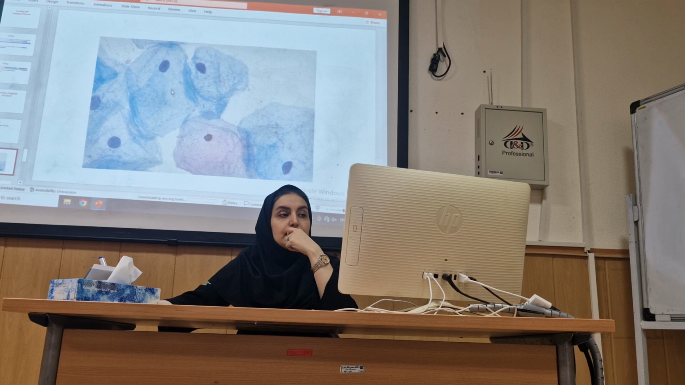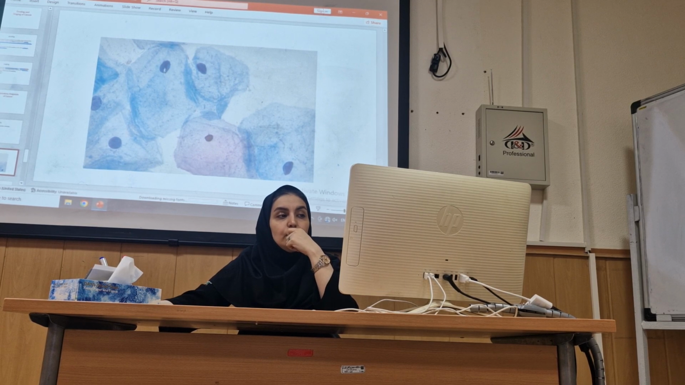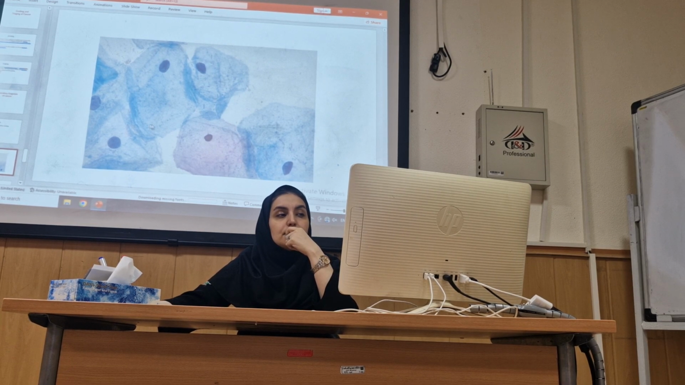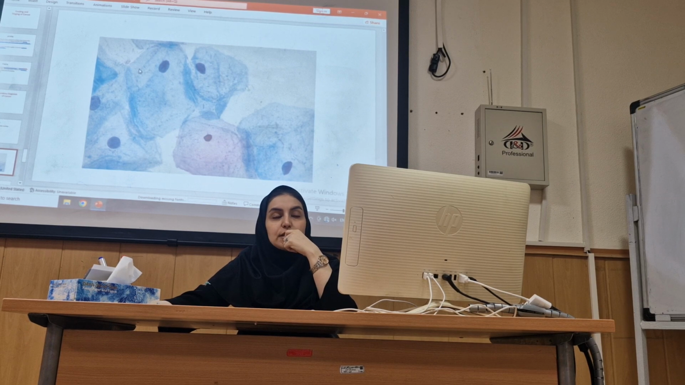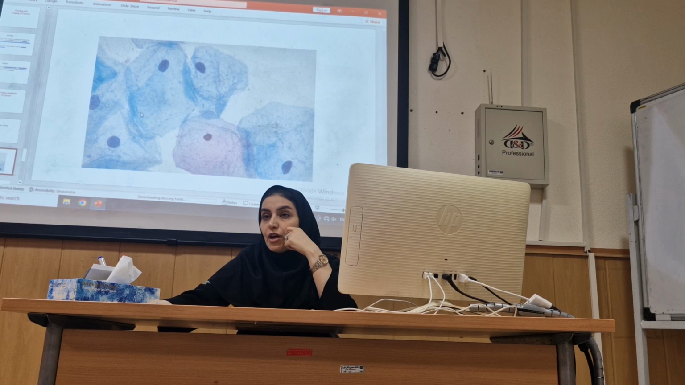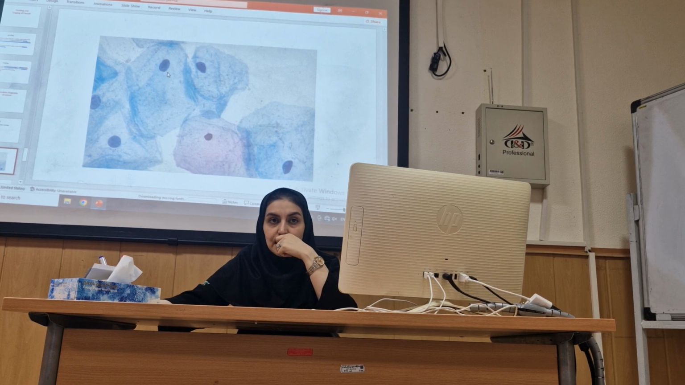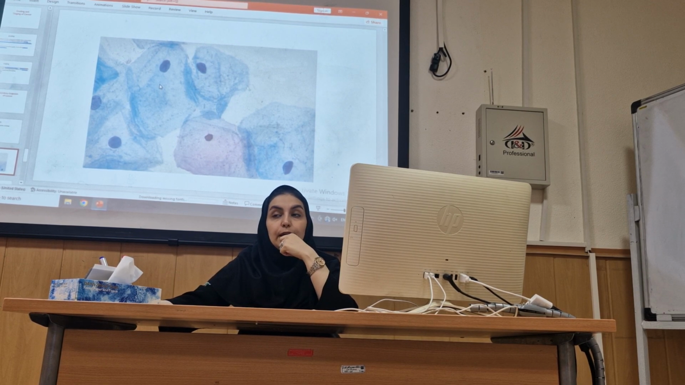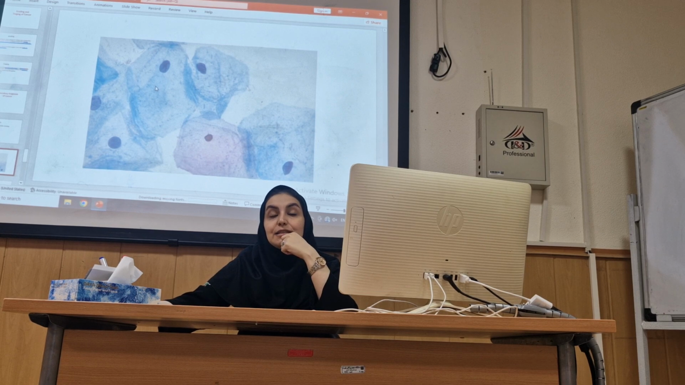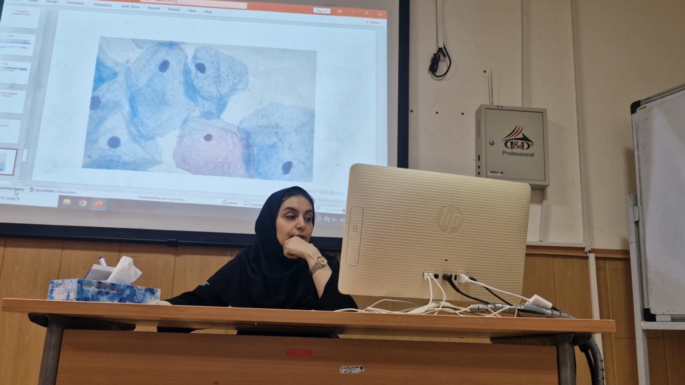We can use this way for seeing the nuclei and cytoplasm of the squamous epithelium, and sometimes in this way we can find the dysplasia of the cells, and we can find the neoplasia and malignancy very soon by this way.